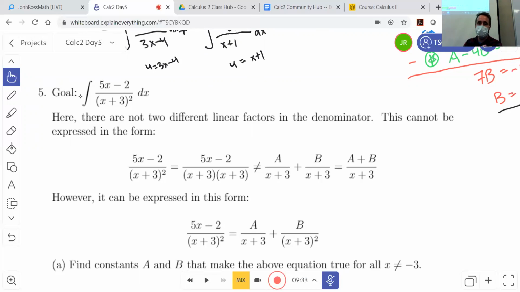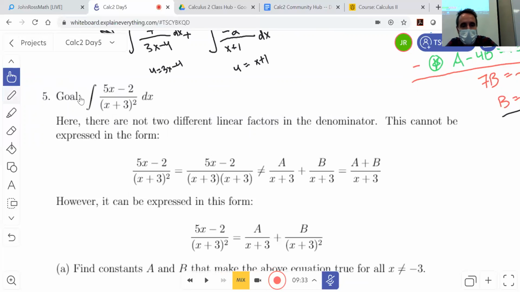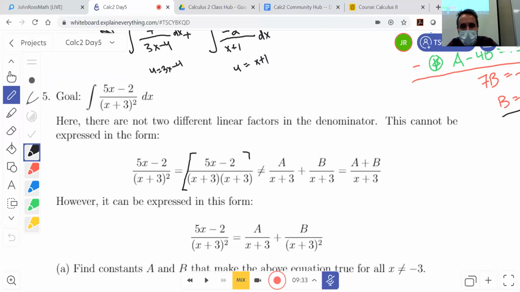And now, as we might observe, this can be rewritten as 5x minus 2 over (x plus 3) times (x plus 3). And so we might hope to compute this using the same strategy as before, right? So we might hope to compute this by introducing an A over the one term, x plus 3, plus B over the second term, x plus 3. But we run into trouble when we do that. And the trouble is detailed in this equation right here.